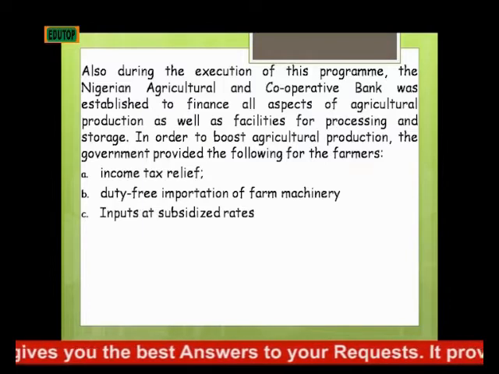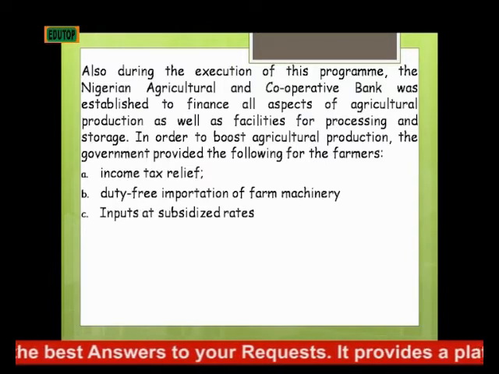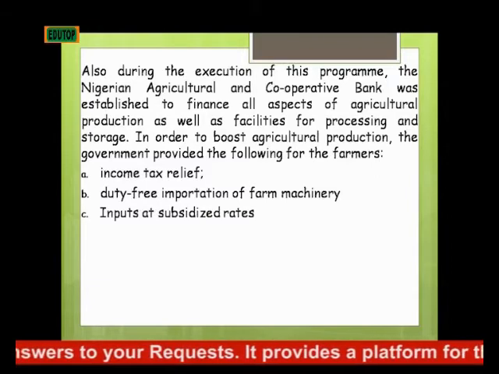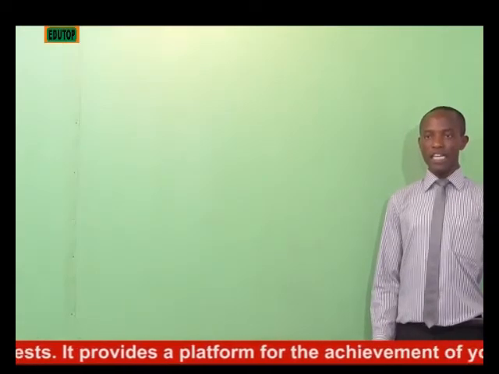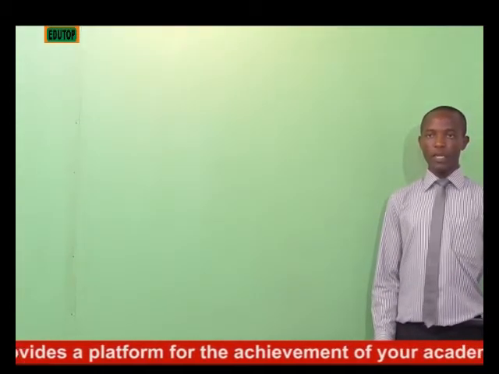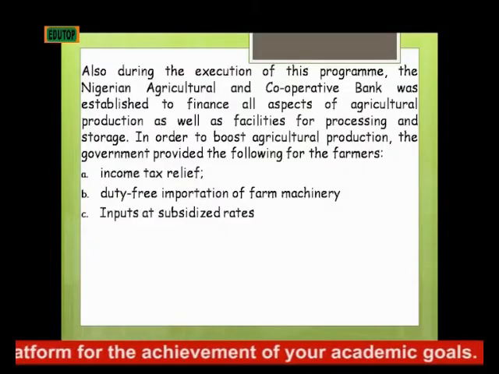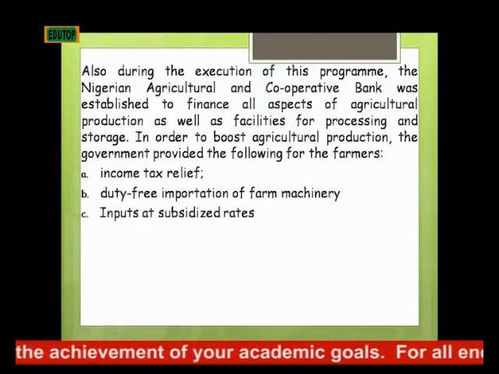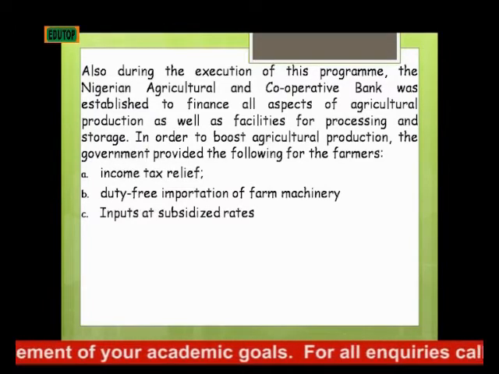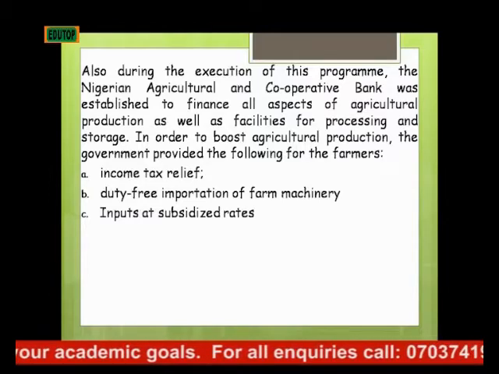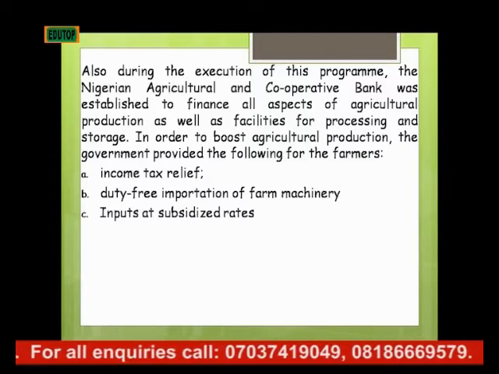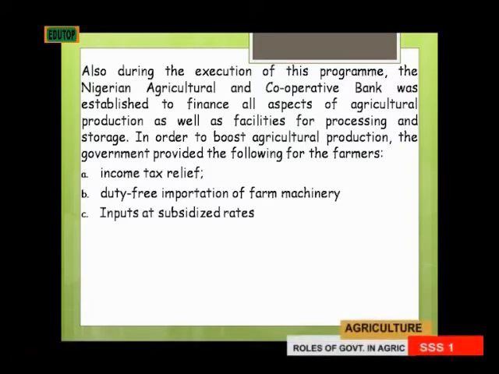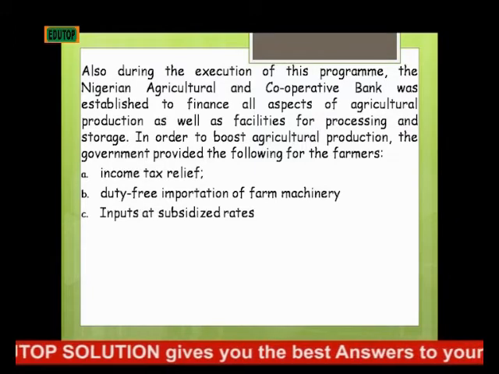In order to boost agricultural production, the government provided the following for the farmers: income tax relief. That is, there was relief of tax payment for the farmers. Then there was duty-free importation of farm machinery. That is, if farmers were to import any machinery, they were given the opportunity not to pay any import tax. That is, import duty was removed from the importation of farm machinery.